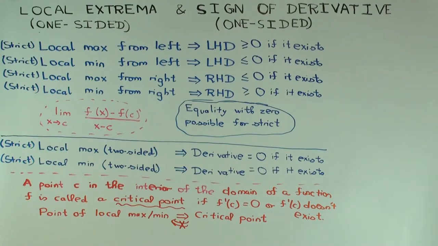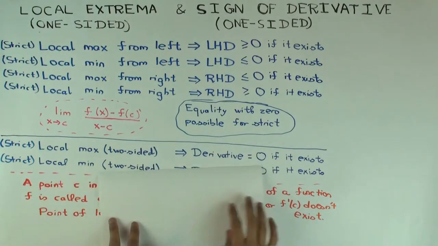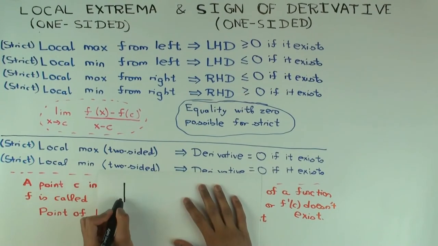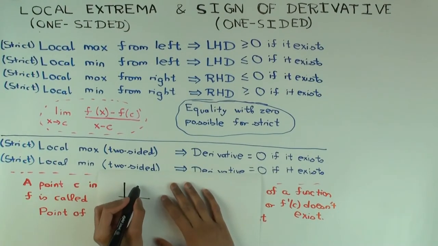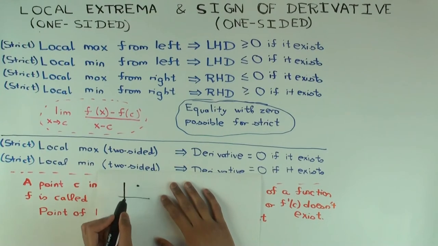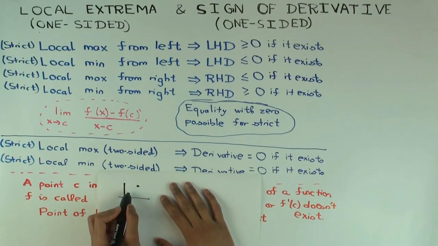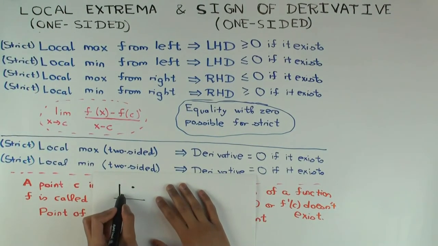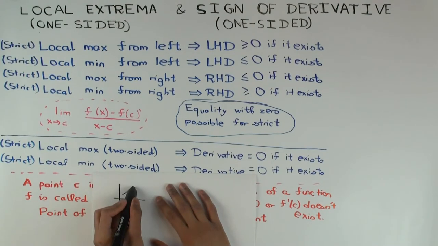Okay, let's look at some pictures. So suppose you have a point here and you want a local max. Well, one kind of local max you could have is where it's sort of a positive derivative on the left and a negative derivative on the right. So it's this kind of picture. Right? So it's turning. The derivative is not defined because it's turning.